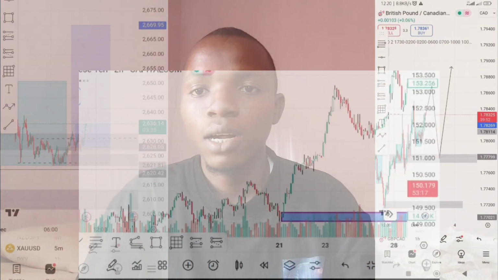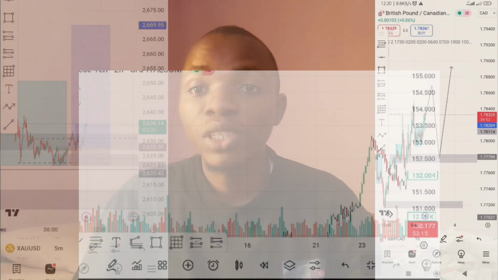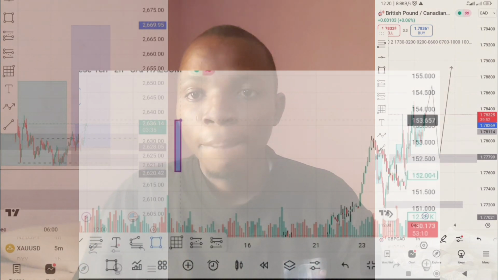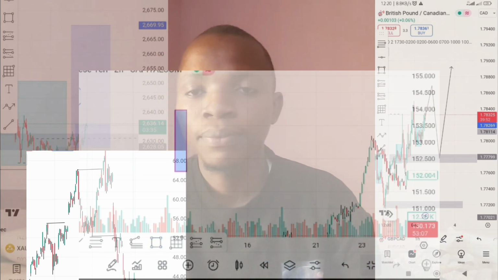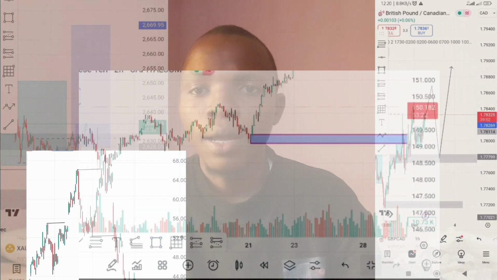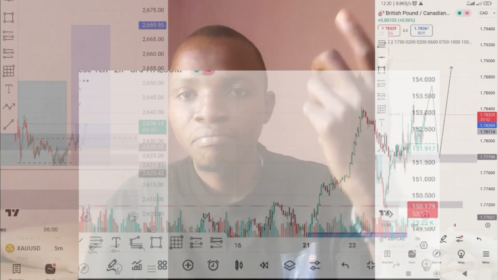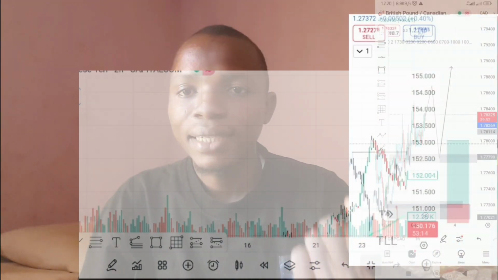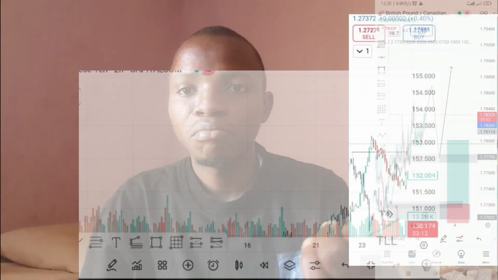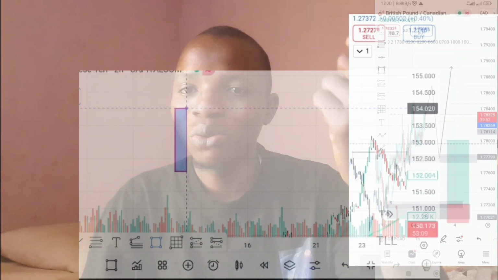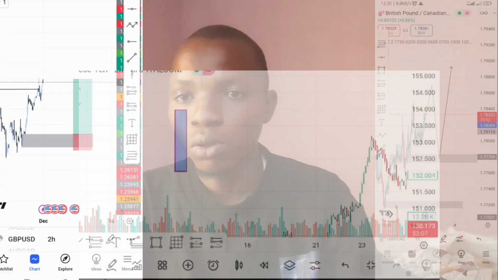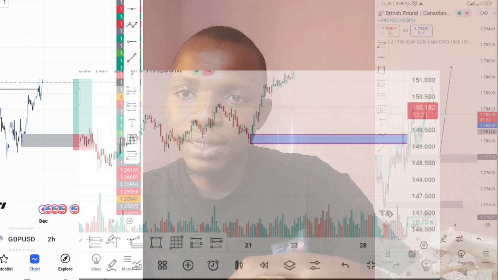In today's class, I will be explaining to you the modification of zone. What do you mean by the word modification of zone? Like, how do you modify your zone? Doesn't matter whether it's an order block, supply and demand zone, breaker block, or mitigation zone. You know, we have many zones. Okay, how do we modify it?